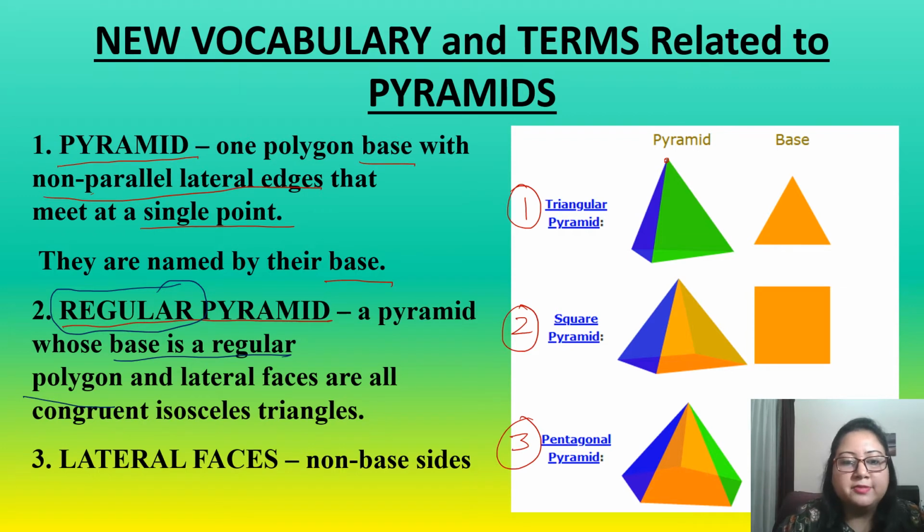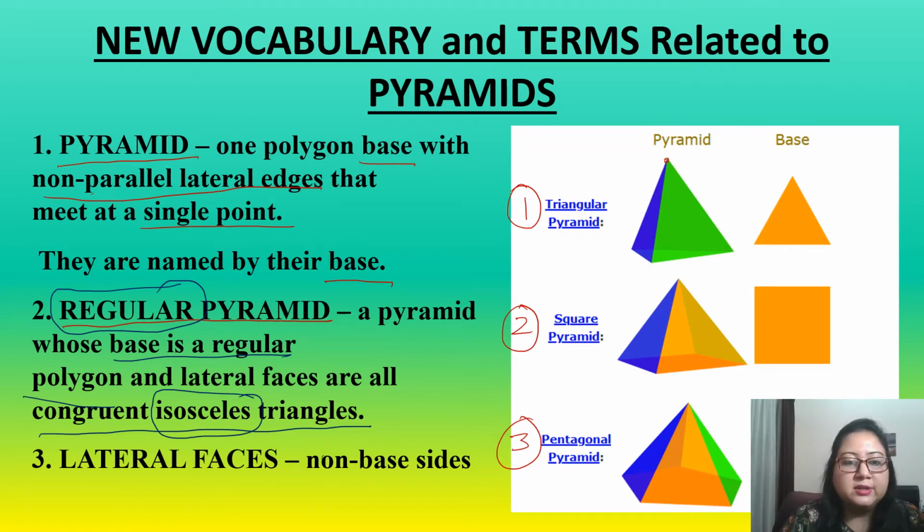Okay, and the lateral faces are all congruent isosceles triangles, and these triangles, the lateral faces, which are the non-base faces, are going to be congruent to each other. So they'll have the same shape, they will have the same size, and the length of two sides of such a triangle is going to be equal. That's why it will be a congruent isosceles triangle. So this is a special kind of pyramid, regular, that we are going to be considering in the slides to come.